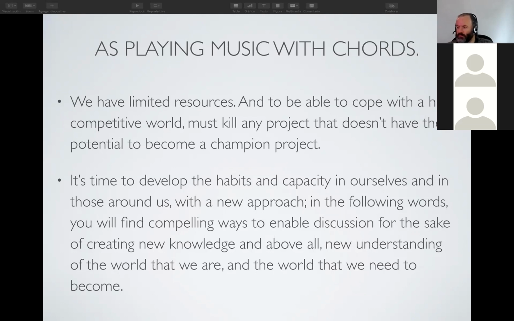So how could we develop? We have limited resources, and we have to be able to cope with a highly competitive world. So we must kill every project that doesn't have the potential to become a champion, but we can't know what project can become a champion. That's well. And how does a new champion project look like? Does it look like a project in which we are willing to collaborate, or we imagine changing diapers and preparing formula for the kid?